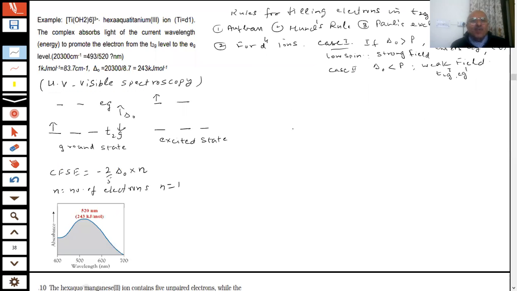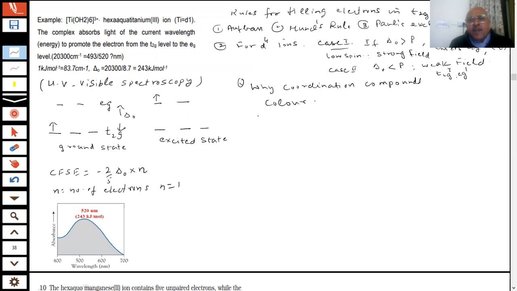Now the story is, students, we have told you all the rules for filling up the electrons in T2G, EG. You told me the Aufbau principle, Hund's rule, Pauli exclusion principle. I thank you for that, students. And you can see that one of the most important things is why these coordination compounds are colored, student. How can we explain the color, student?